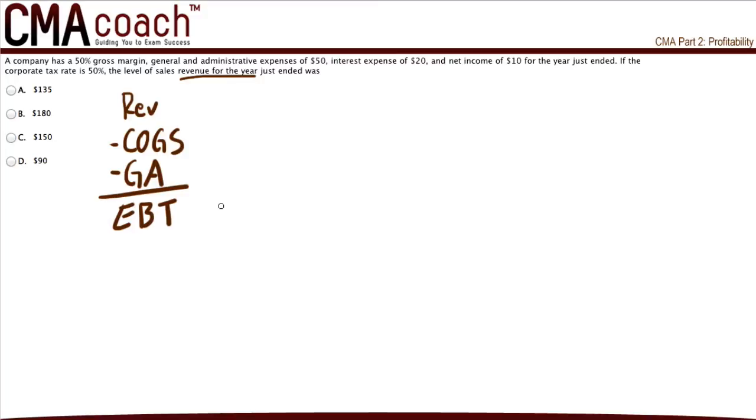All right, but we need to reverse this, because we're trying to calculate the level of sales, the total revenue for the year for this company. So if net income is $10 million and the tax rate is 50%, we know that income before taxes is $20 million, right? Because 50% of 20 is 10. We also know that the cost of goods sold is 50% of the sales price, since the gross margin is 50%.